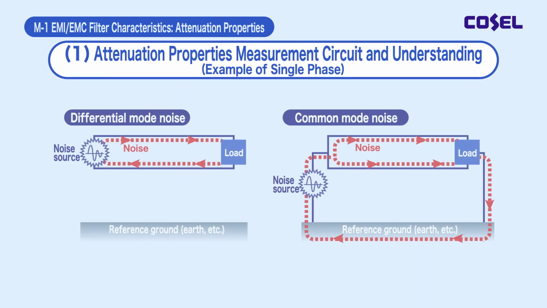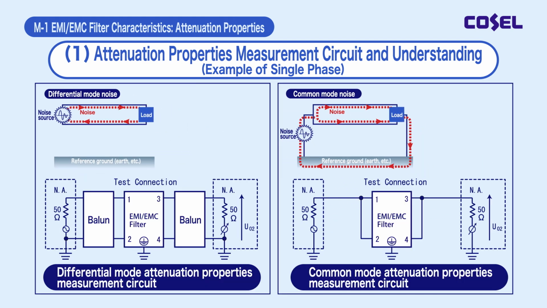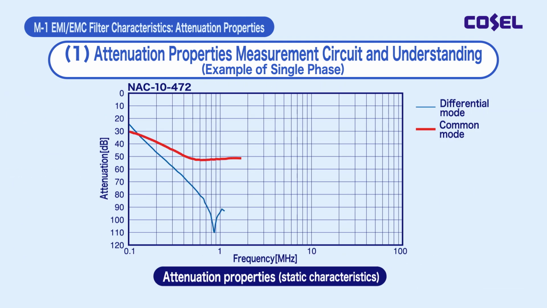This section describes a circuit for measuring the attenuation properties of an EMI/EMC filter that reduces noise. There are two types of EMI/EMC filter attenuation properties, differential mode and common mode, and the attenuation properties are measured using different connection methods. The attenuation was measured at different frequencies, and the attenuation properties are shown in this graph.